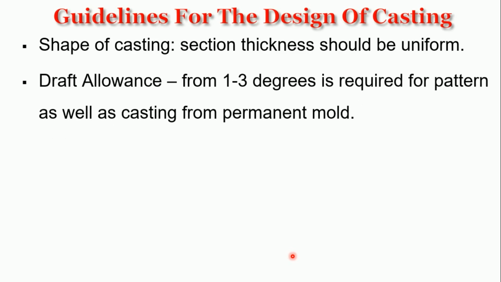Then draft allowances. A draft allowance of generally 1 to 3 degrees is required for the pattern as well as for the casting from a permanent mold. The draft aids removal of the part from the mold, generally 1 degree for sand casting and 2 to 3 degrees for permanent mold castings. You should also minimize the use of cores.